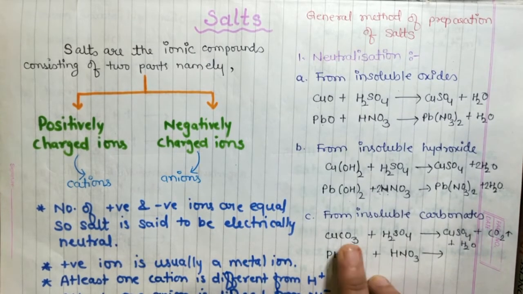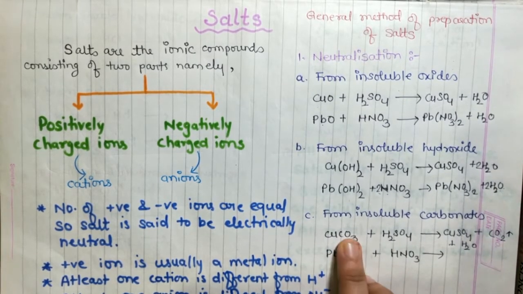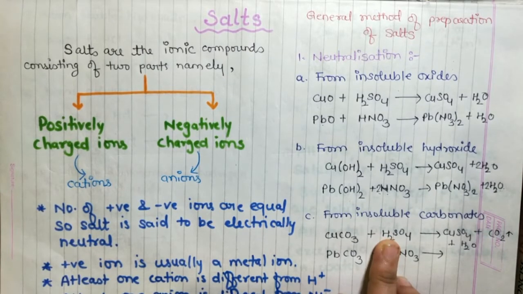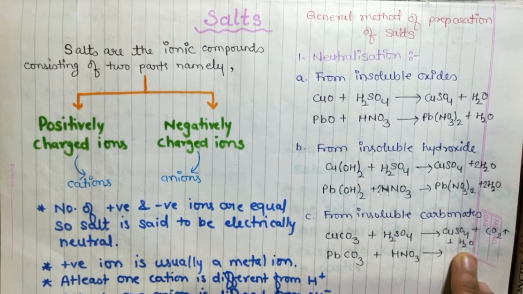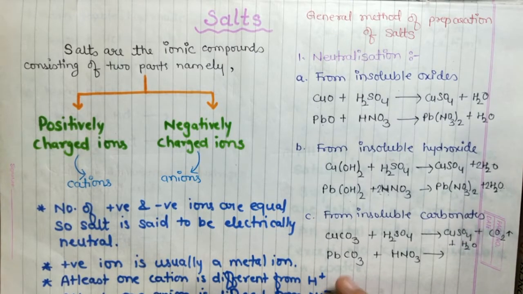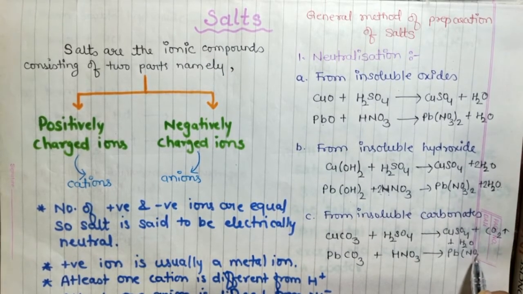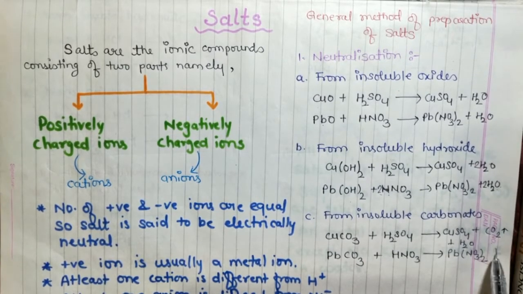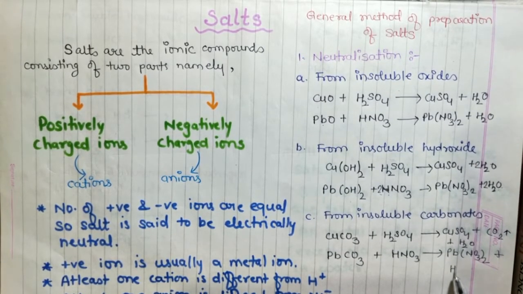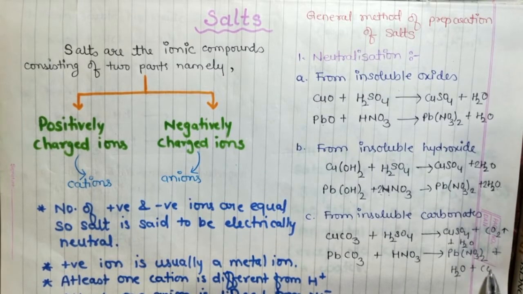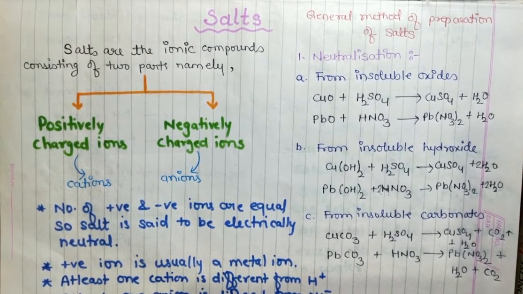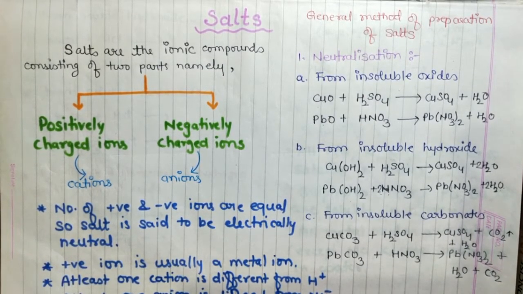So here you can check, CO2 is gone, oxygen is left. This oxygen will combine with this H2 and it will form H2O. Now you can check the reaction is already balanced. Let's talk about lead carbonate and HNO3. Then it will be lead nitrate, and along with it will form H2O plus CO2, because we have got HCO3.